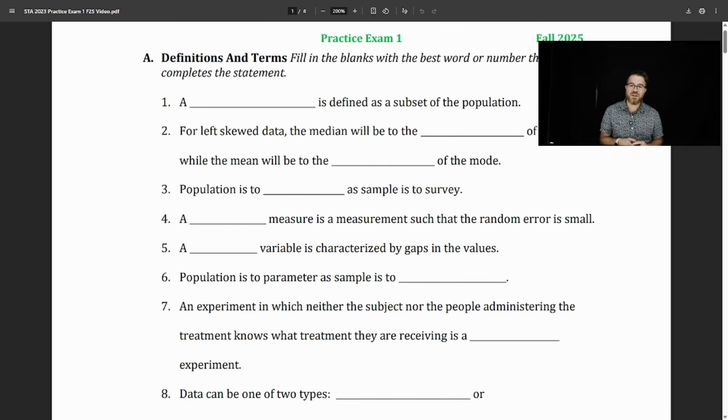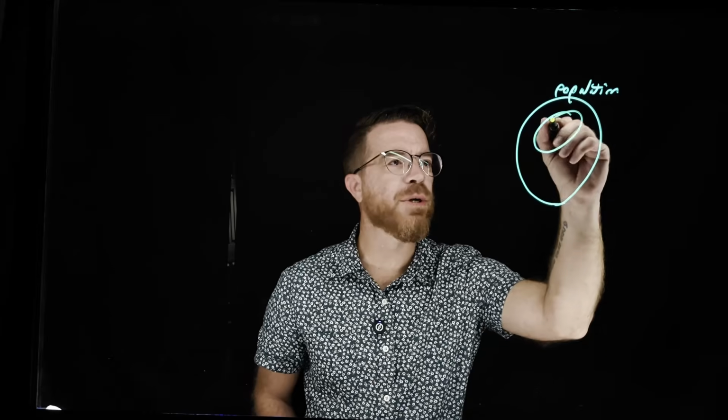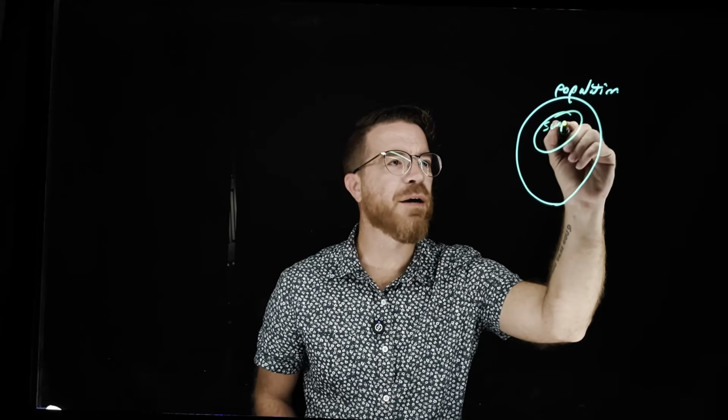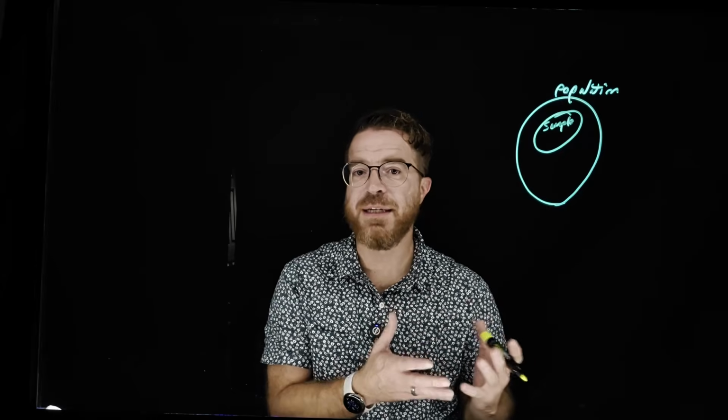So the first question says a blank is defined as a subset of a population. So this is just going to be our sample, right? Our sample is just some subset of our population. So if we have some population here, then our sample is just going to be some subset of that population, which we're going to find using our sampling techniques that we described.